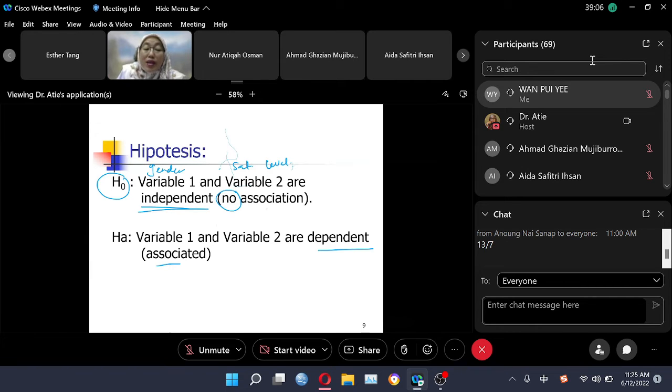Okay, anyway, so the clue word here is independent. That's why it is called a test of independence. Okay, independence test, right? And then your HA has the word dependent. So the most important thing you need to remember is that H naught must have the word independent in it. Right. So what actually do we need to do for this chapter?